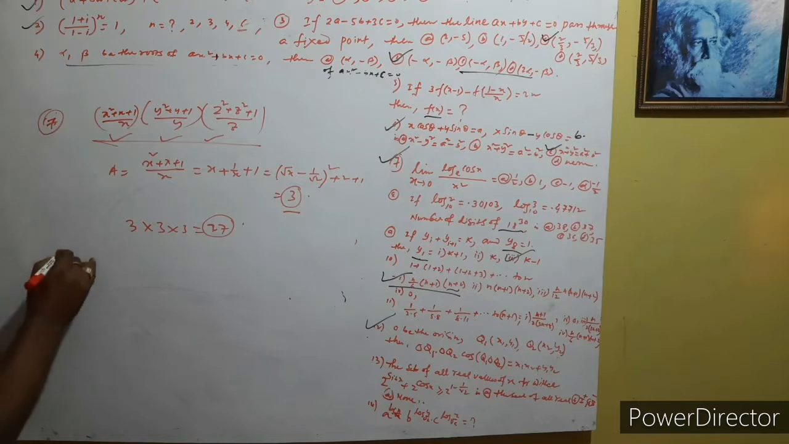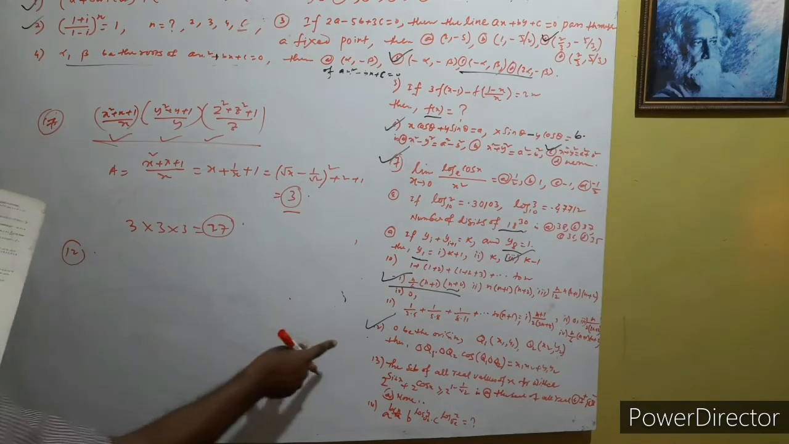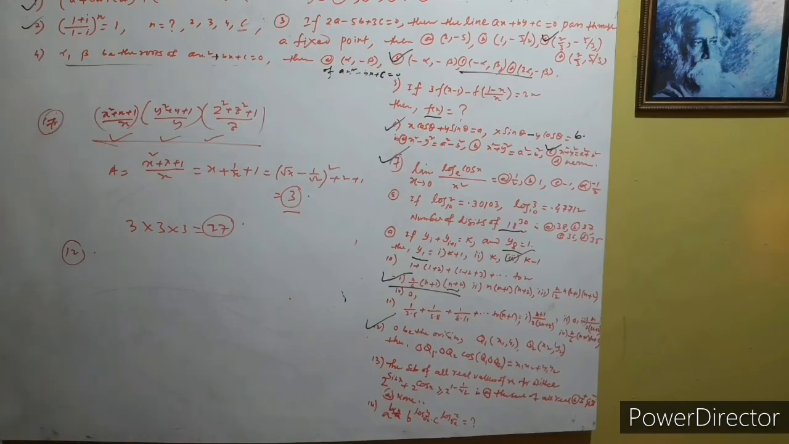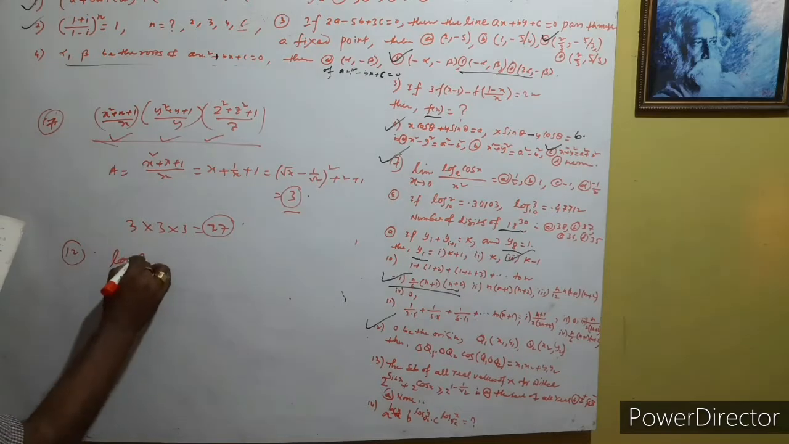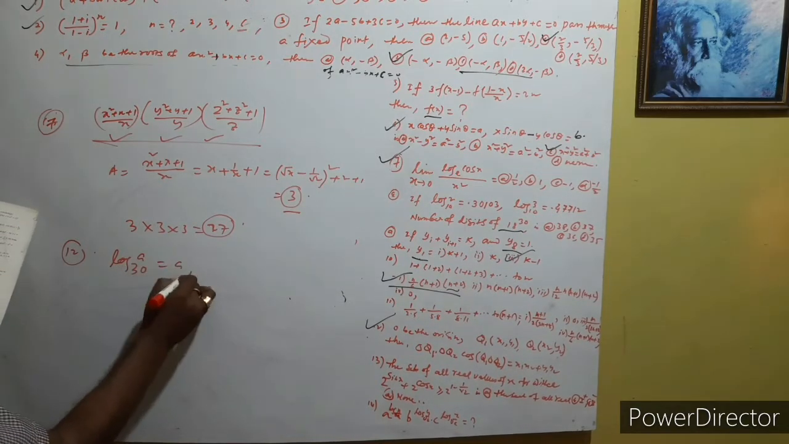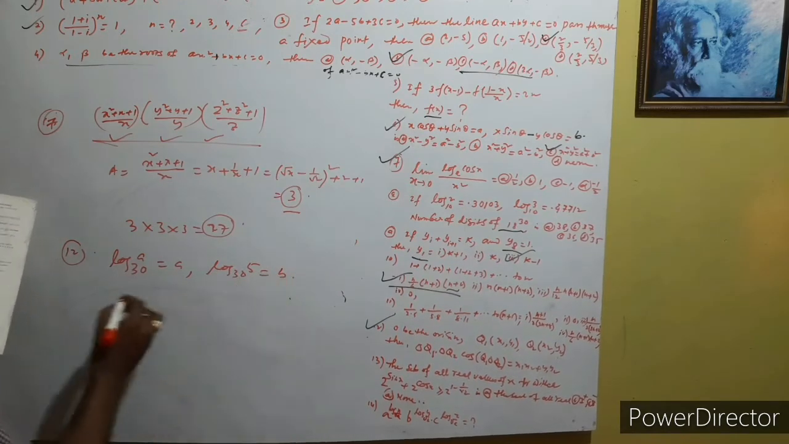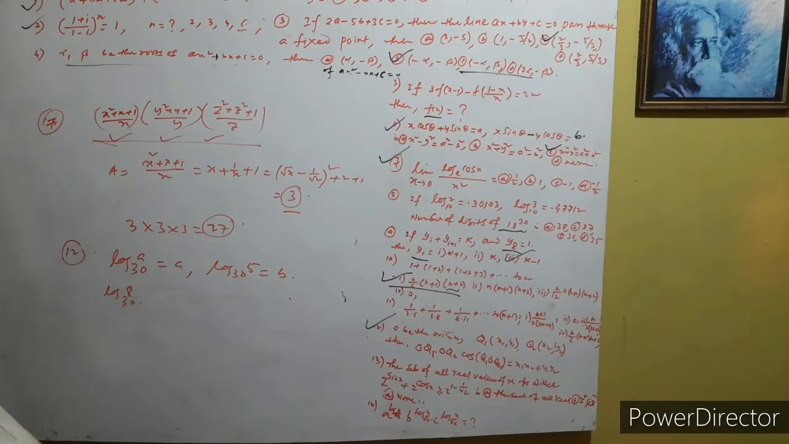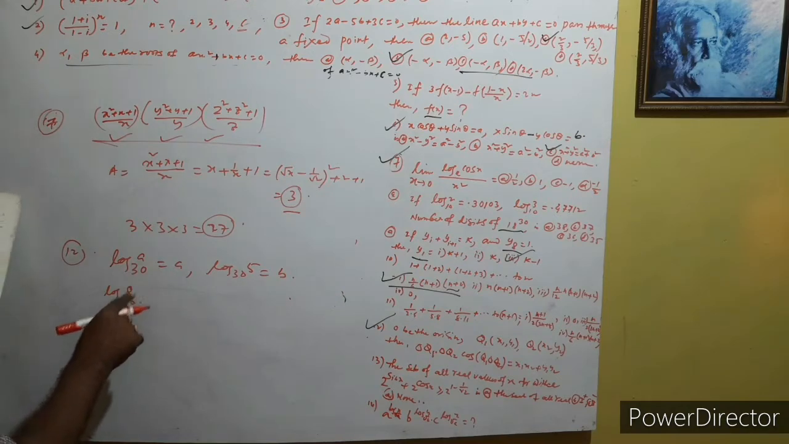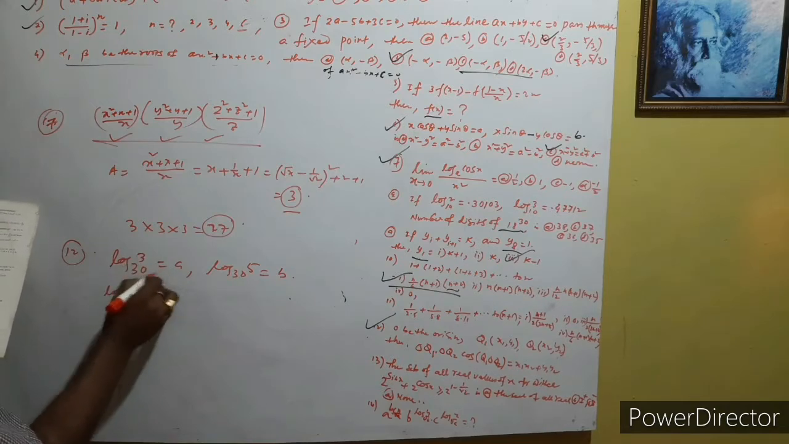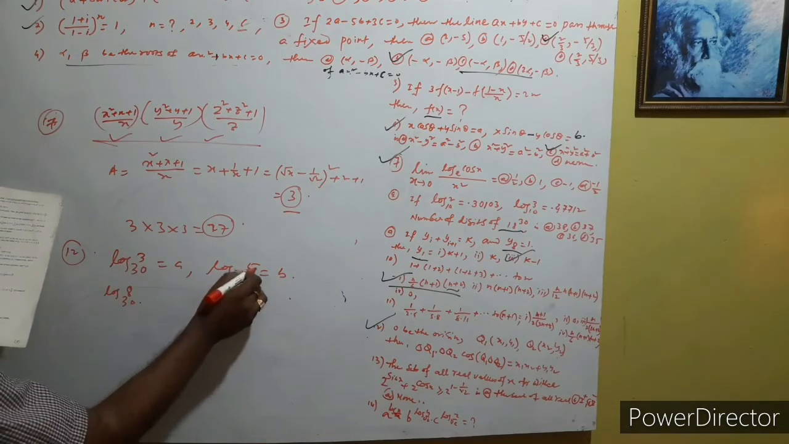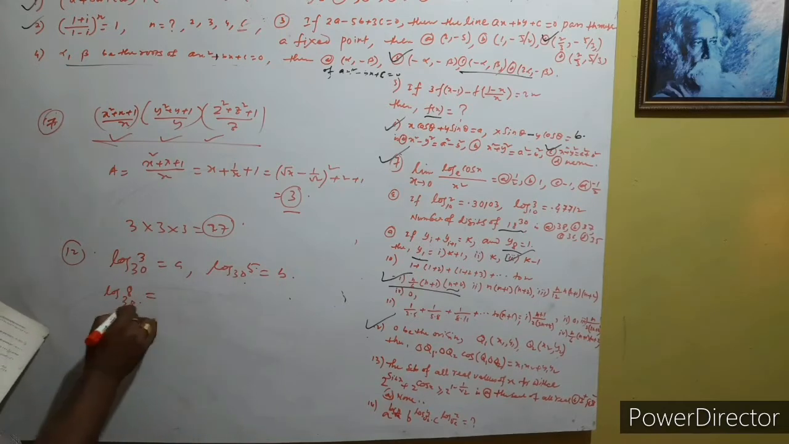And now proceed to question number 12, which is missing, I think. Yes, the numbers have changed. Question number 12: log 3 to the base 30 is equal to a, and log 5 to the base 30 is b. Now we have to find log 2 base 30. Sorry, this is log 3 to the base 30 is a, and log 5 to the base 30 is b here. Now you have to find this.